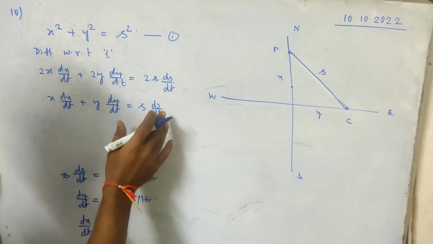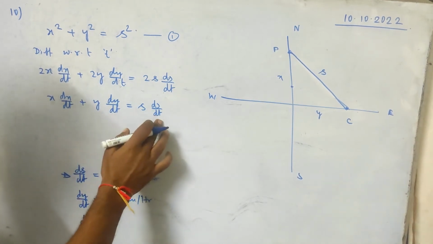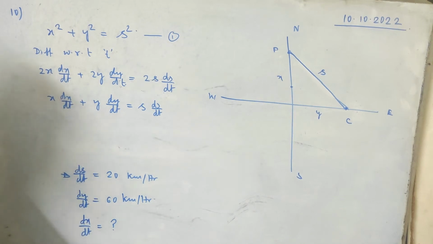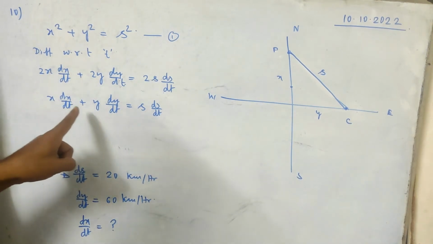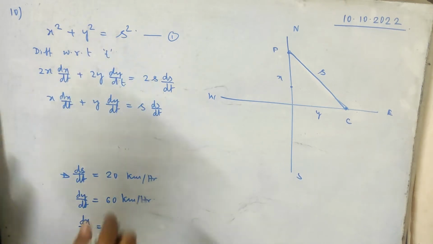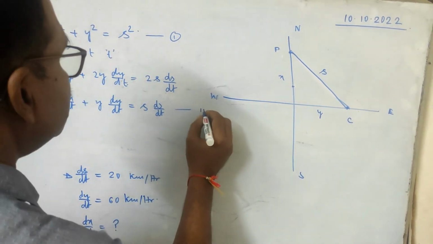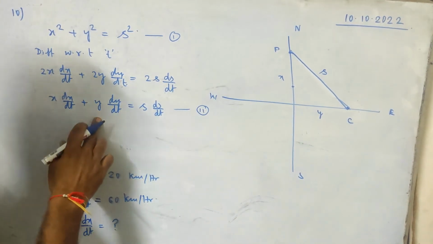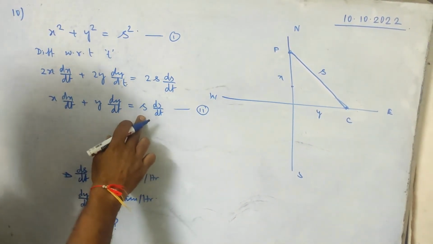In this equation you know dy by dt, you know ds by dt, and dx by dt we have to find out. And here you see, the x, y and s relationship is given, right? So make it as equation number 2, because I need to substitute the value for x, the value for y, and the value for s.